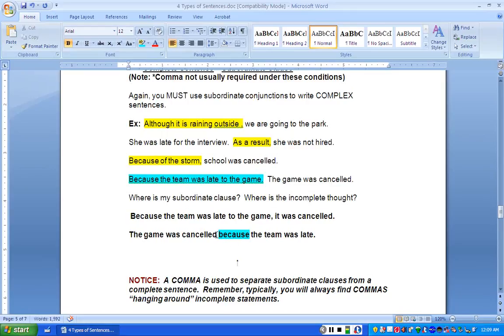Please don't do this, students. That is just wrong. That is just incorrect. Never use a comma around because. You just don't need it. You never use commas around because and other subordinate conjunctions.